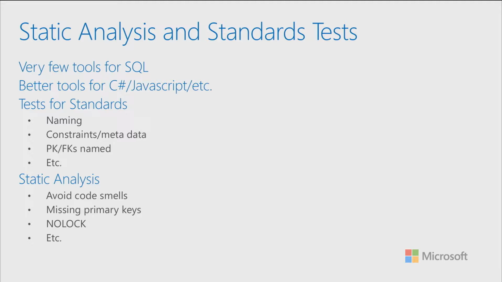And we want developers to build these habits of getting better in how they write their code. So if we fail in these quick tests, they learn very quickly. Other things I might test for in standards is ensuring something like a primary key or foreign key always exists and is always named. I might ensure that their constraints always exist between certain columns or tables. And I might do static analysis like avoiding code smells.